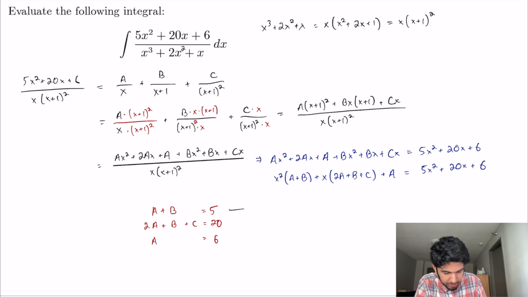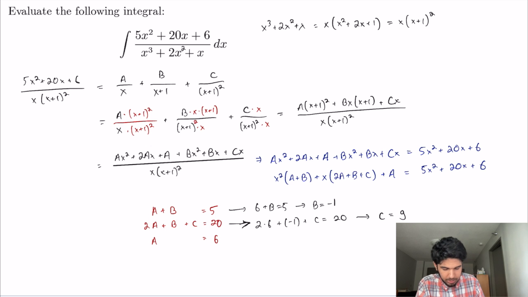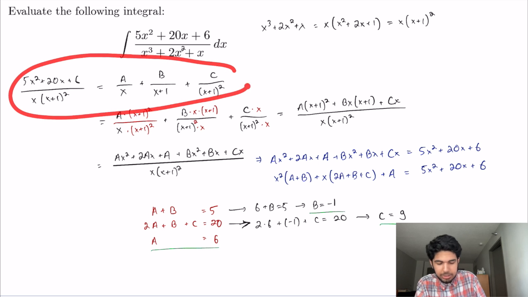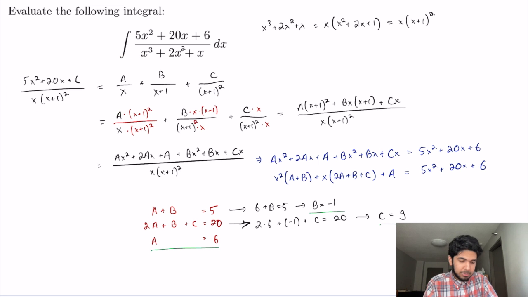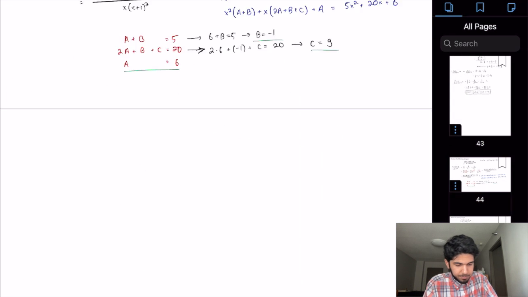Looking at the first equation, if we substitute a equals 6, we get 6 plus b equals 5, or b equals negative 1. So we have a and b, and we can solve for c using the second equation: 2 times a, which is 6, plus negative 1 plus c equals 20, which tells us that c should equal 9. So we have a, b, and c, we have our fraction decomposition. We're ready to substitute and integrate.